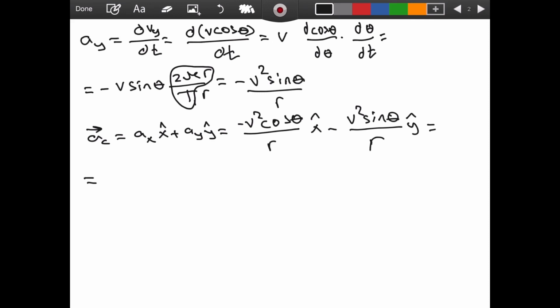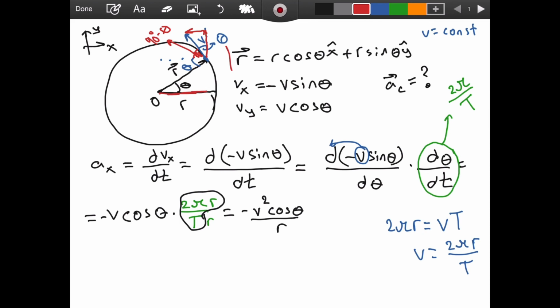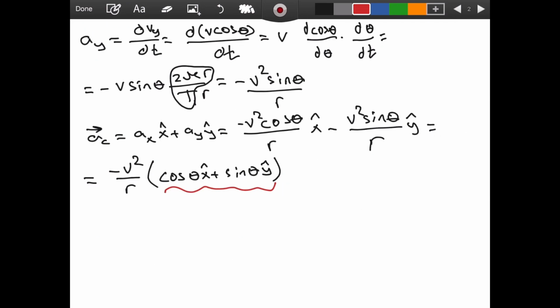Let's simplify. Because it is always better to leave things as simple as possible. So I am factoring out the greatest common multiple. In this case, it is negative v squared over r. And we are left with cosine of theta x hat plus sine of theta y hat. Does this expression seem familiar to you? It is very close, right? It is very, very close. So let's make it the exact same thing.